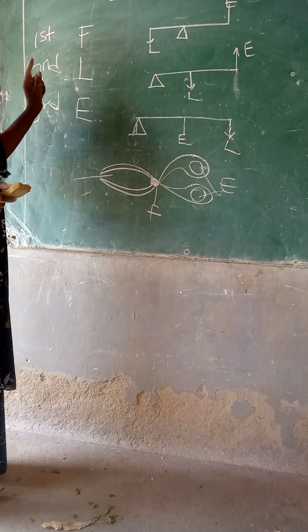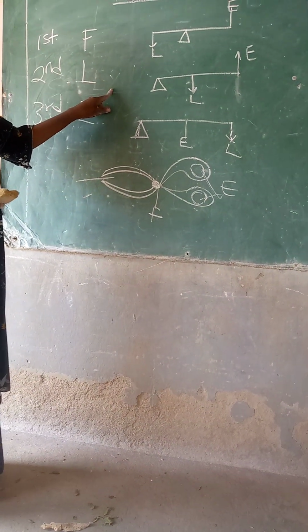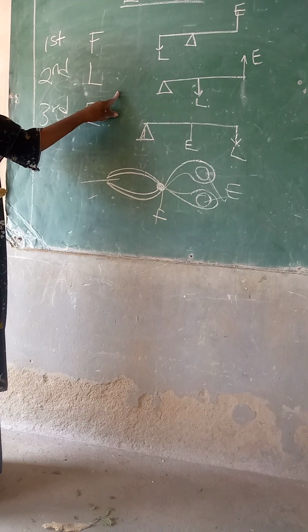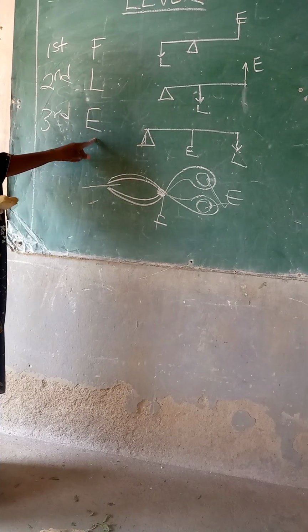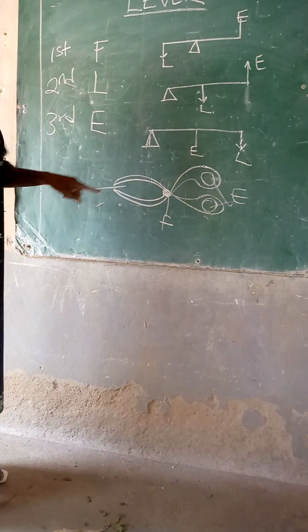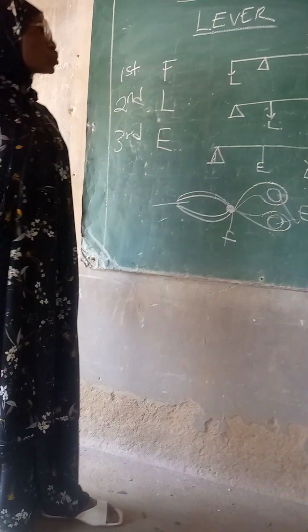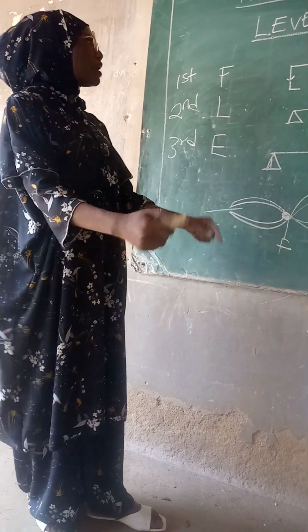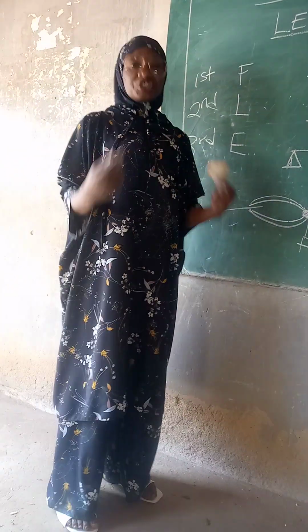Then for the second class, we have examples like the nutcracker. Then for the third class, we have the bicep of the arm. Now, we want to solve problems on machine.